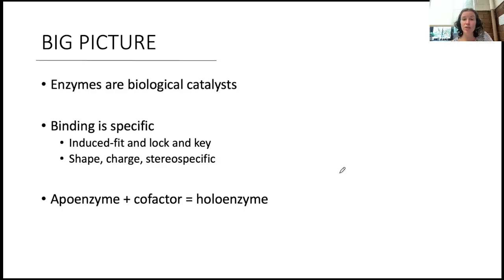That wraps up our quick introduction to enzymes, folks. We learned that they are biological catalysts. We talked about the different types of enzymes that exist. We got a brief introduction into binding of enzyme to substrate, and then we talked about cofactors there at the very end.